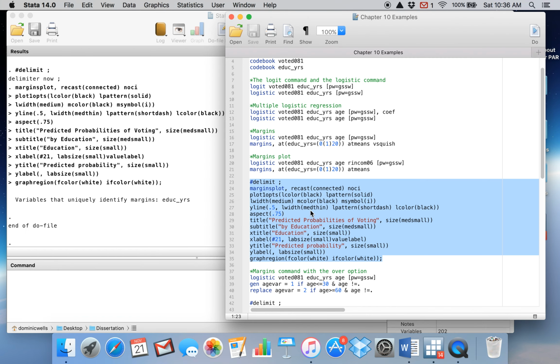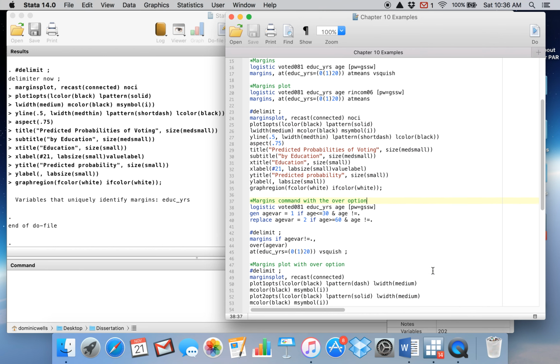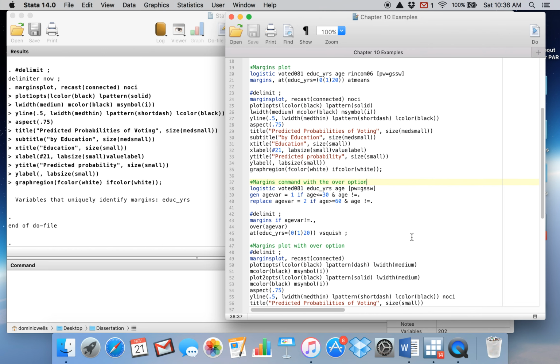So I'm going to exit out of that. Now I have the margins command with the over option. The margins over option will run the margins command separately, once for each value of a categorical variable specified in the option.